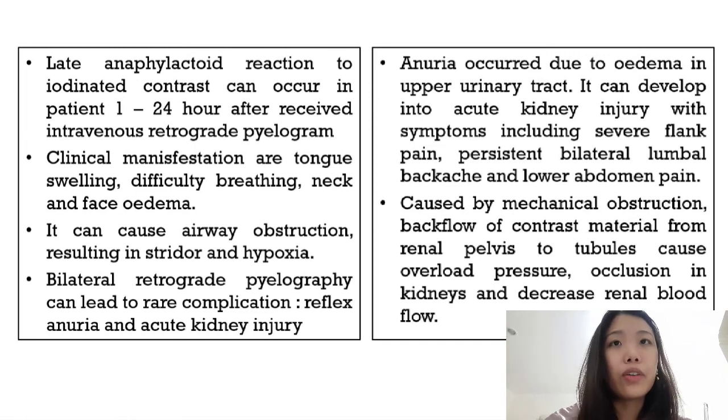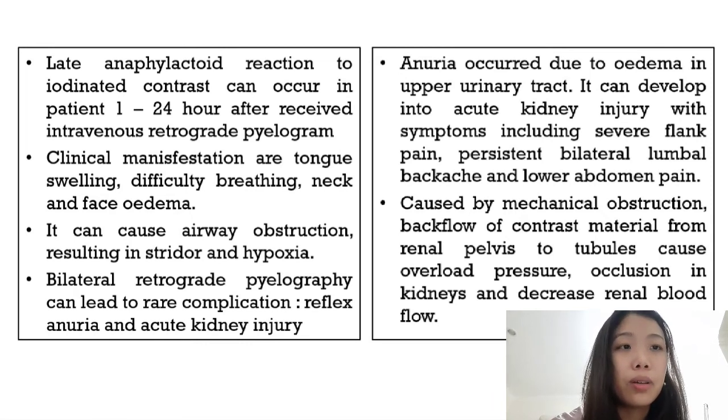Bilateral retrograde pyelography can lead to rare complications such as reflex anuria and acute kidney injury. Anuria occurs due to edema in the upper urinary tract. It can develop into acute kidney injury with symptoms including severe flank pain, persistent bilateral backache, and lower abdominal pain. Caused by mechanical obstruction, backflow of contrast materials from the renal pelvis to the tubules can cause overload pressure, occlusion in the kidneys, and decreased renal blood flow.